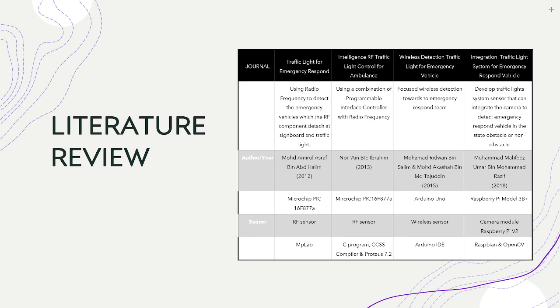For mine, it is an integrated traffic light system for emergency response: developing a traffic light system that can integrate a camera to detect the emergency response vehicle in the state of obstacle and non-obstacle. This one is my proposal, using Raspberry Pi Model 3B and the Raspberry Pi camera V2. This was my last year's degree project. Now I will use the same, and with the latest technology, I am able to make it more focused.